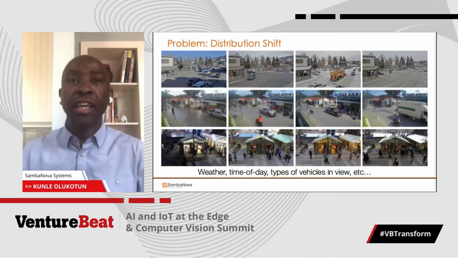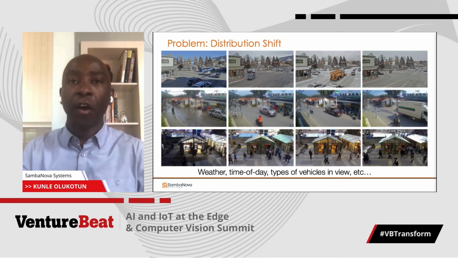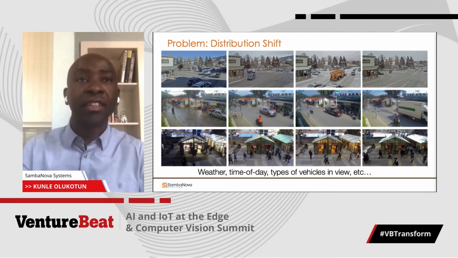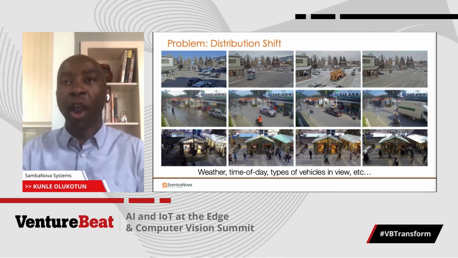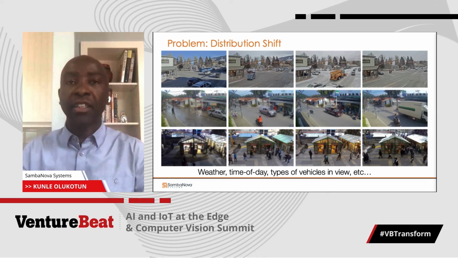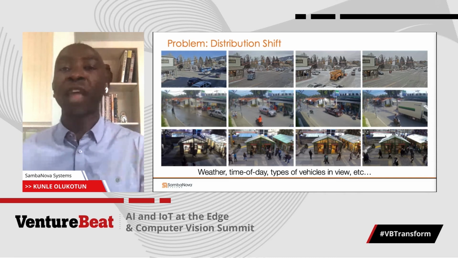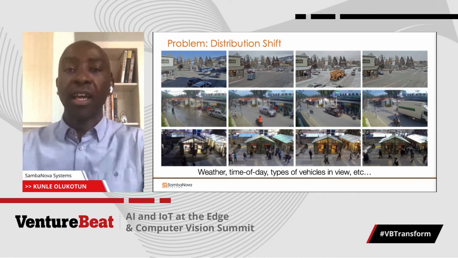But what you will see is a shift in the type of images that you see on the camera, right? So here's an example looking at an intersection, and you've got different weather conditions, right? Sometimes it's dry pavement, sometimes there's rain, sometimes there's snow, sometimes there are people walking around. And so you get different sets of images, and you need to be able to have a model that can deal with this so-called distribution shift, right? So weather, time of day, types of vehicles, etc.